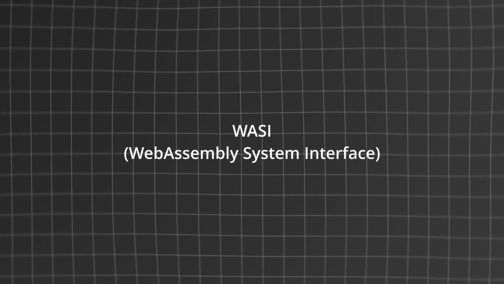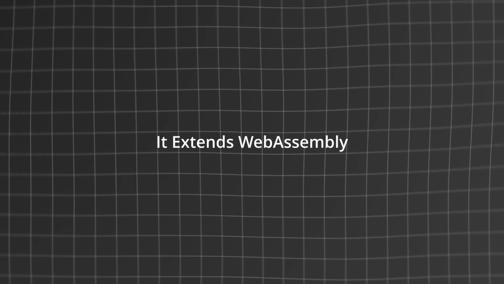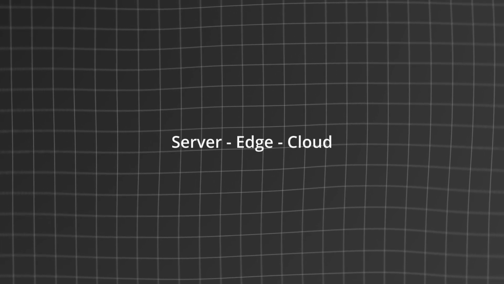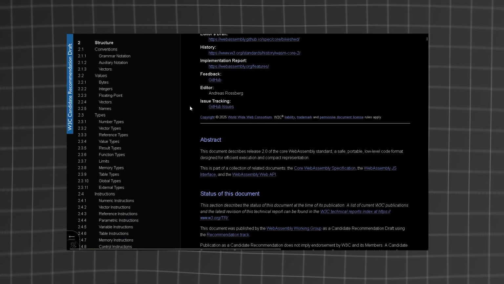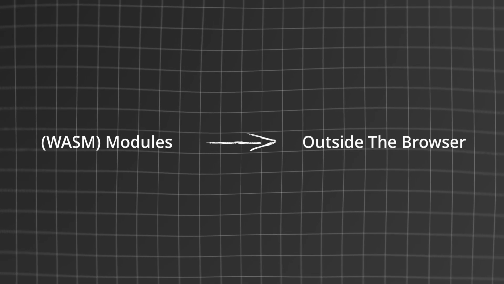WASI, or WebAssembly System Interface, is a standard that extends WebAssembly beyond the browser, enabling it to run safely and efficiently in server, edge, and cloud environments. It provides a set of system calls for things like file access, networking, and randomness, so WASM modules can interact with the outside world in a controlled, portable way.